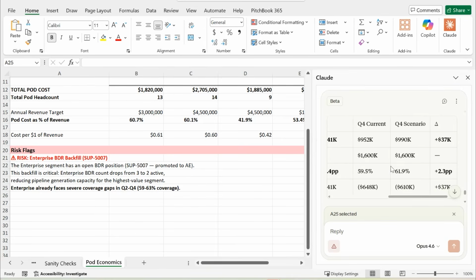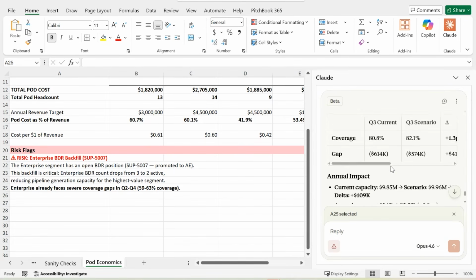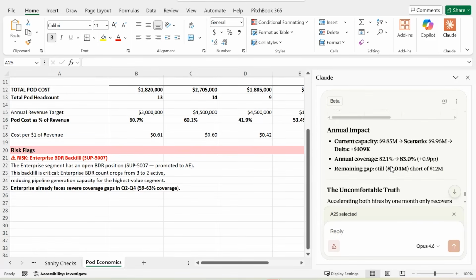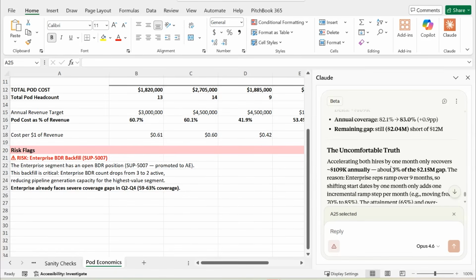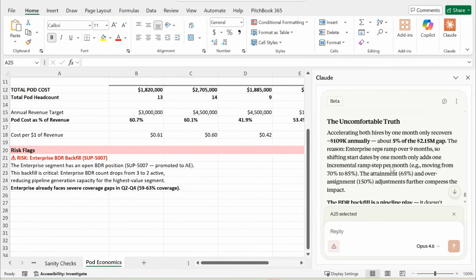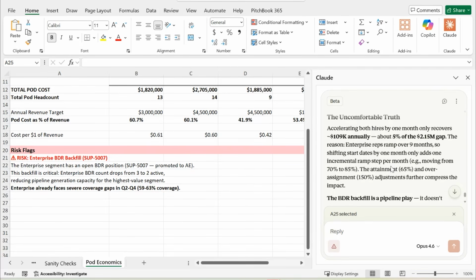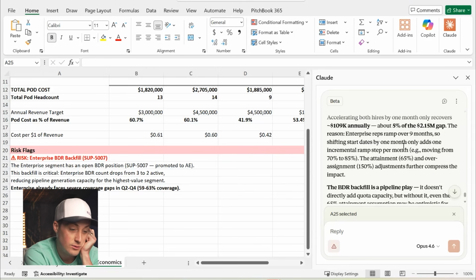Q4 current 952 goes to 990, 37K, target coverage gap, total company coverage. All right, so current capacity, like we said, 985, gets us to 996, delta of 109K, that's it. Annual coverage goes from 82 to 83, that sucks. Remaining gap still 2 million. The uncomfortable truth, yeah, I'd say it's uncomfortable. Accelerating both hires by 1 month only recovers 109K annually, about 5% of the $2 million gap. Oh, well, I guess it makes sense.